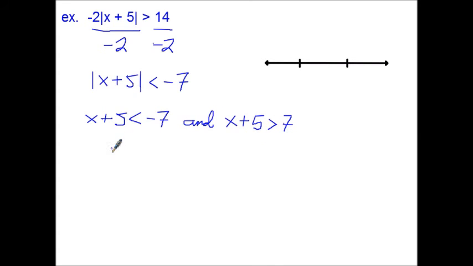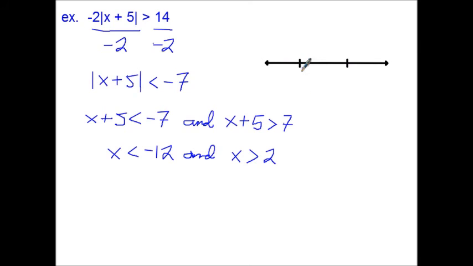Okay, simple to solve this one. Subtracting 5, we've got x less than -12. Again, throw an "and" in there. And again, subtracting 5 over here gives me x greater than +2.